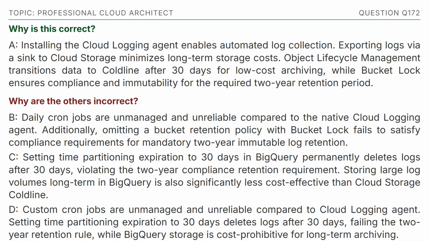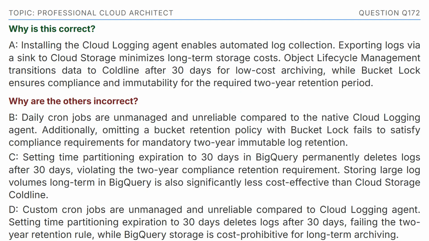Why are the others incorrect? B. Daily cron jobs are unmanaged and unreliable compared to the native cloud logging agent. Additionally, omitting a bucket retention policy with Bucket Lock fails to satisfy compliance requirements for mandatory 2-year immutable log retention.